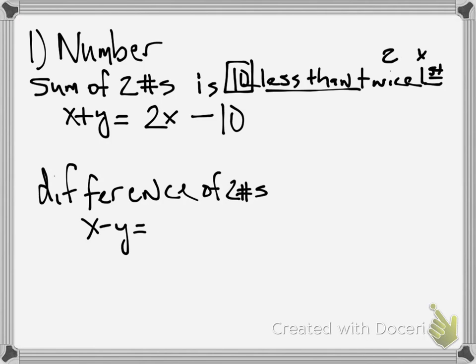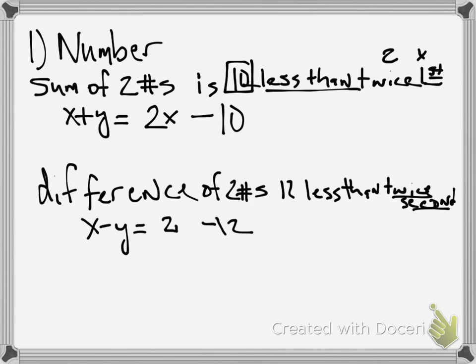On this one, it said 12 less than twice the second. So 12 less than twice second. I'm doing basically the same thing, minus 12. Twice is 2, but the second number is y, so it's 2y. Can this go into the calculator as is? No. You have to move this over, and you have to move this over.